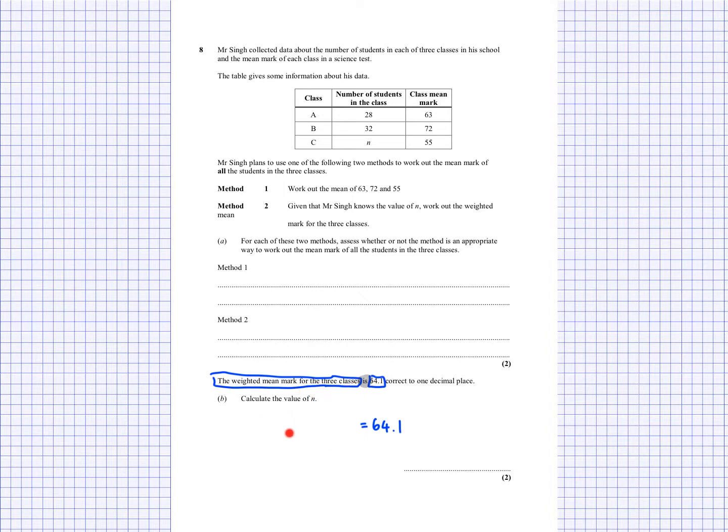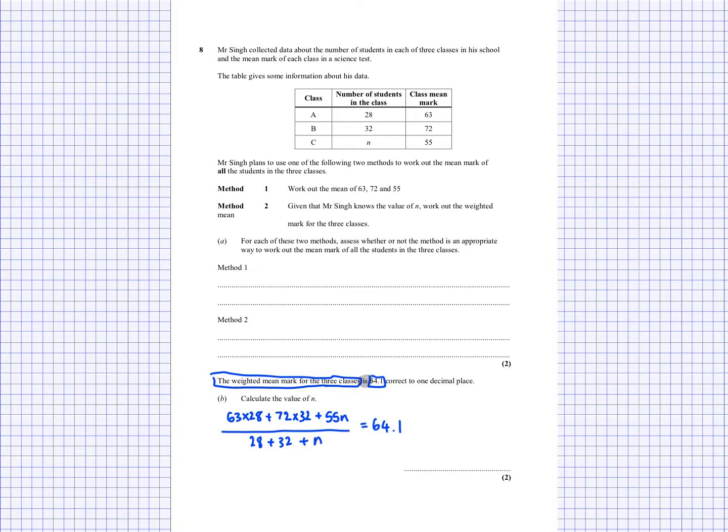So how I would have worked that out. I shouldn't worry about the algebra there. I should just use the algebra and apply my multiplication, addition, and division, all of that to the algebra and the numbers where I can. Okay, so let's see how it goes. So we would have done 63 times 28. We would have also done 72 times 32 and added that. And we also would have added to that 55 times n. 55 times n is 55n. And then we would have divided all of that by the total weighting. So that would be 28, add 32, add n.